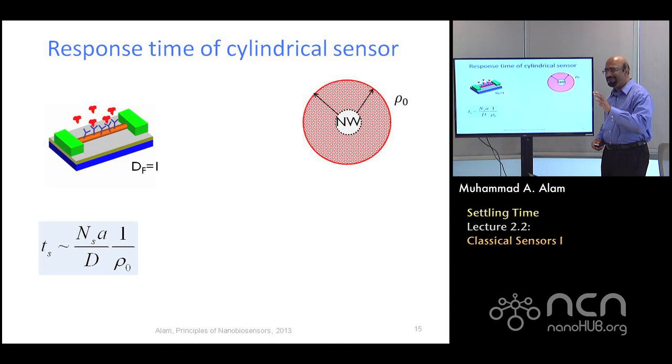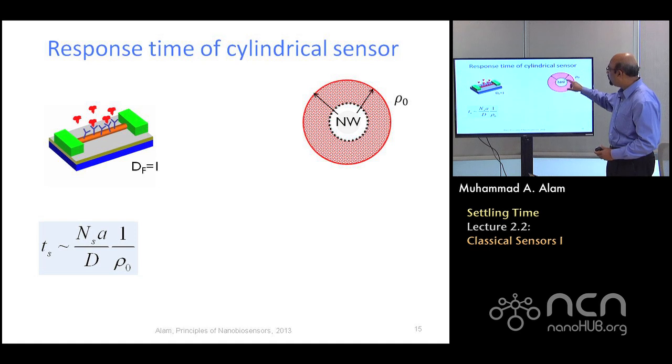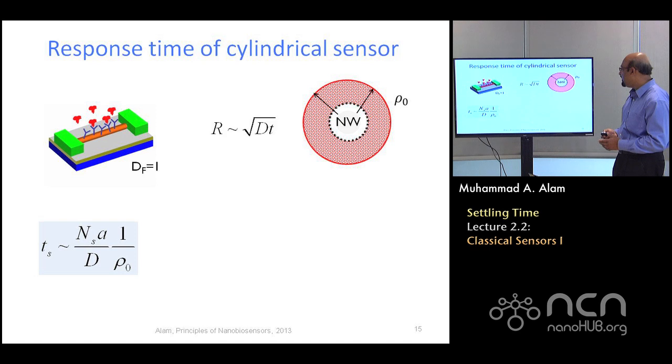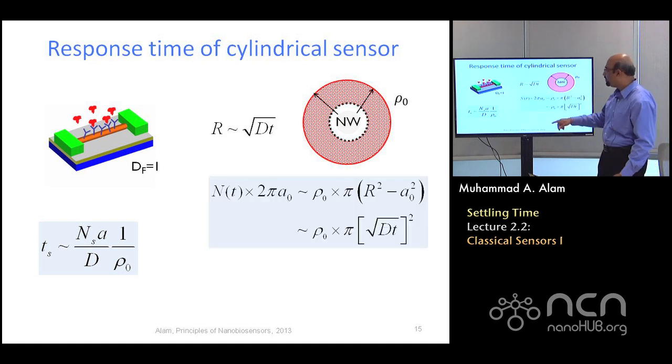You can immediately see that this idea is so powerful that you can solve a wide variety of problems. For example, consider the nanowire sensor. Here is a cross-sectional view of the nanowire. The analytes, the red ones, are all around, with a density of rho naught. After a certain time t, a fraction of those analytes will be caught by the nanowire itself. You can easily calculate how many will be captured.